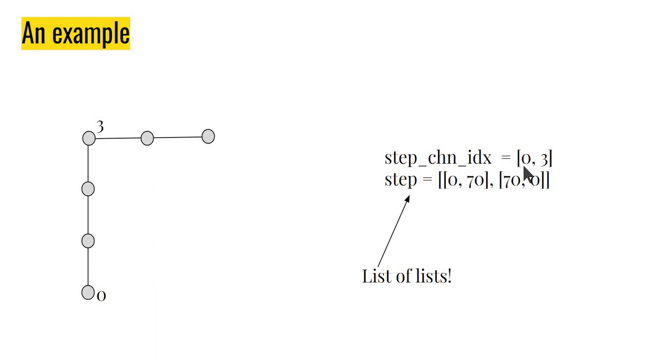So index will change, the step will change at 0 and then at 3. And step itself is a list of lists. So first I mention, okay, what is the separation at 0? And then finally, what's the separation, let's say, at 3 and beyond.